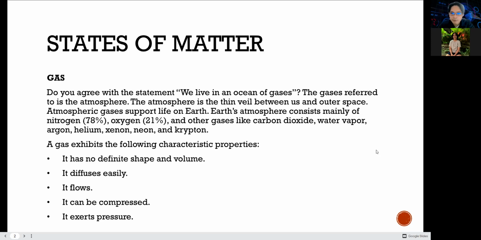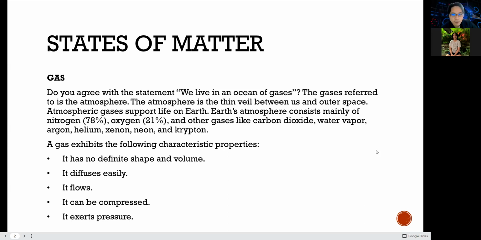Other gases like carbon dioxide: Earth's atmosphere consists of nitrogen, which is 78%. This is the reason why there are nitrogen fixing bacteria in your beans that actually fix nitrogen, because plants cannot use it in gas form. It should be converted into nitrites and nitrates in order for the plants to use nitrogen. Oxygen is 21%, and there are other gases like carbon dioxide, water vapor, argon, helium, xenon, neon, and krypton.